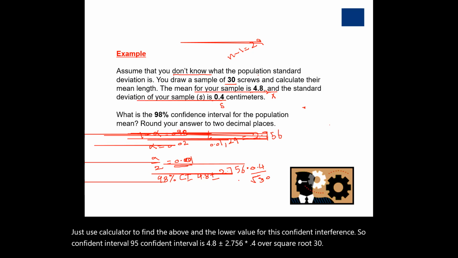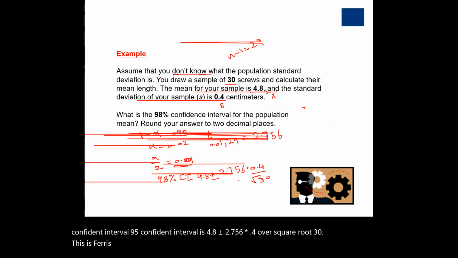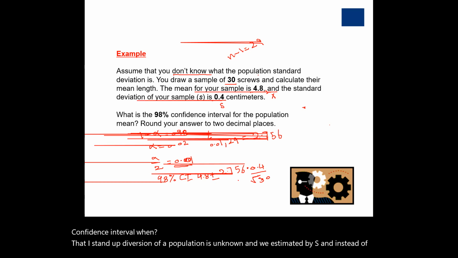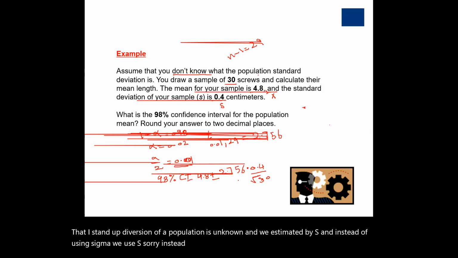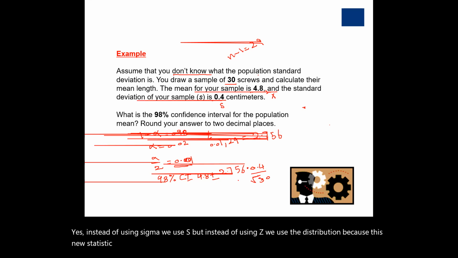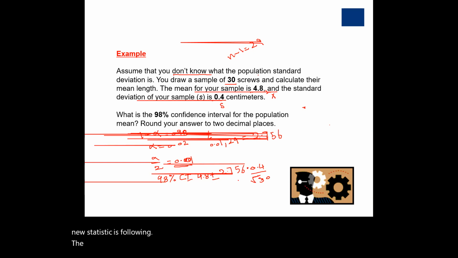This is the first section in chapter 7, talking about how to construct a confidence interval when the standard deviation of a population is unknown and we estimate it by S. Instead of using sigma, we use S, but instead of using Z, we use the t distribution, because this new statistic follows the t distribution, not Z.